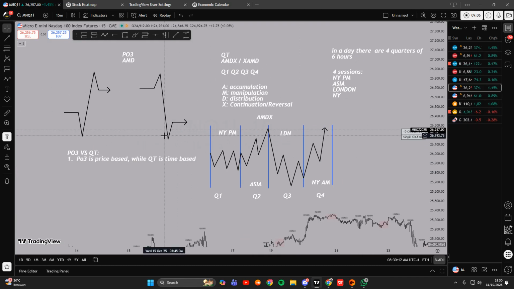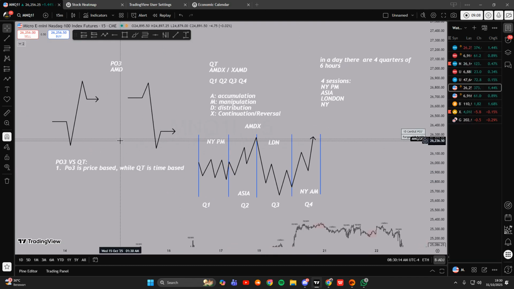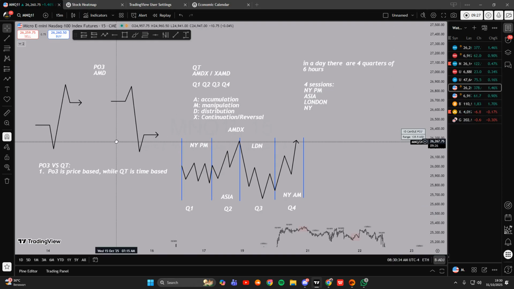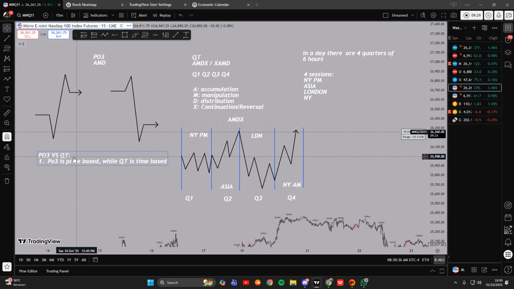But with PO3, it's price-based movement, so you would know when price is going to reverse, move up or down, when it reaches a certain price. Yeah, it's price based. I don't know what more I can explain from that. PO3 is price-based movement, quarterly theory is time-based movement.